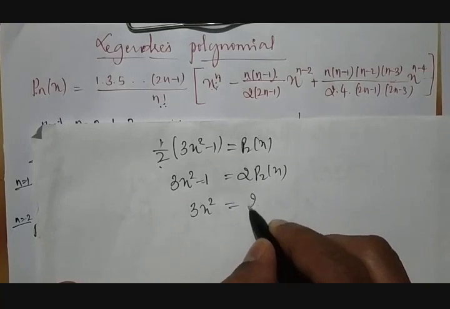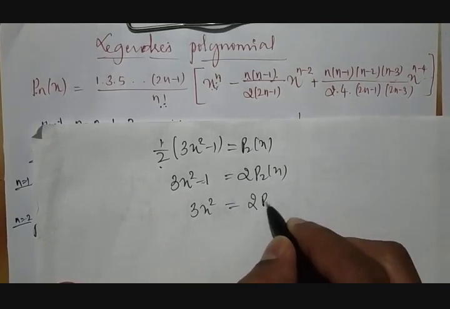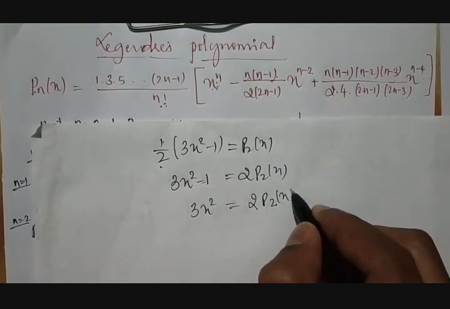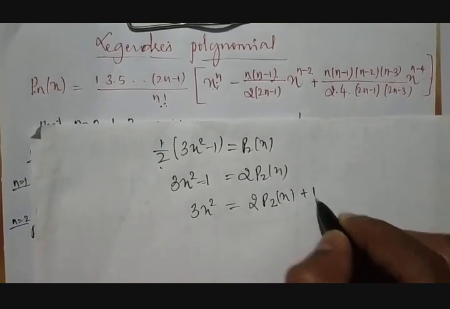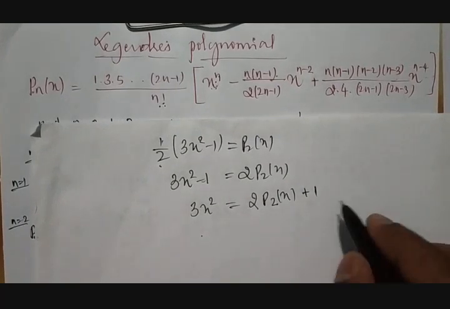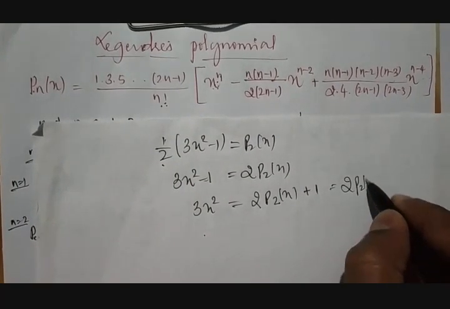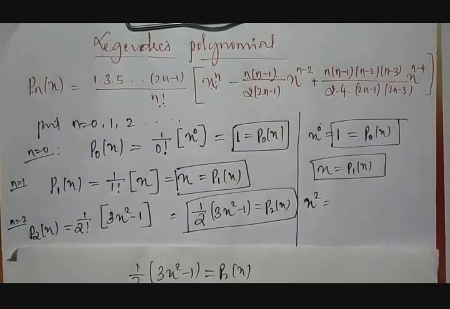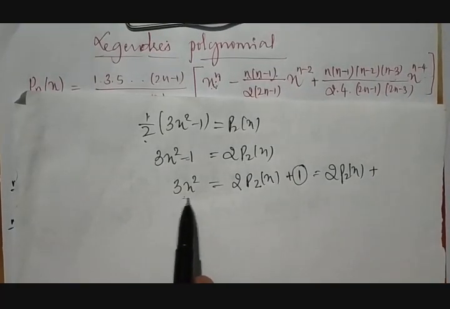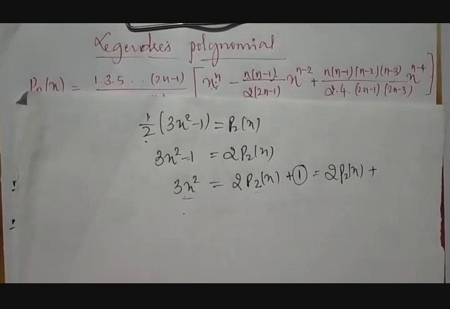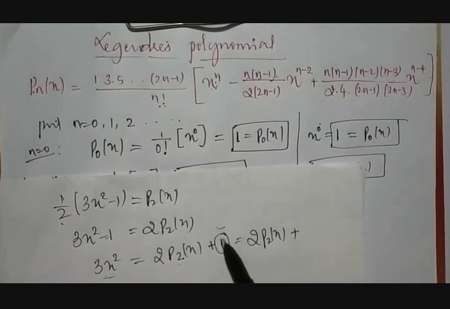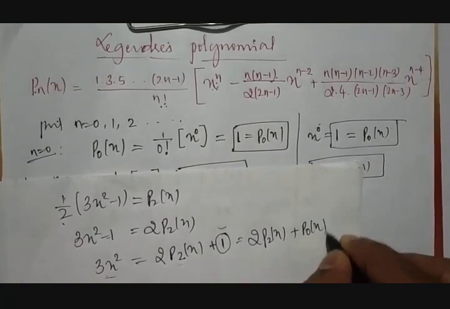Then it becomes 2 times p2 of x plus 1. Okay, then x square is equal to, before going to x square I'll take it as 2 times p2 of x plus 1. But we know that 1 is nothing but p naught of x, because when we are taking one end balanced with the term x and the other end balanced with the term pn of x, then we need to try to convert everything. So 1 is equal to p naught of x, so this 1 will be replaced by p naught of x.